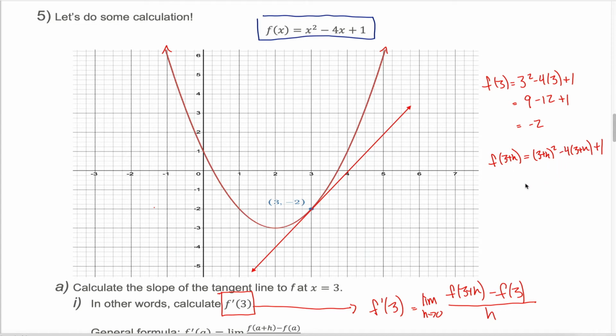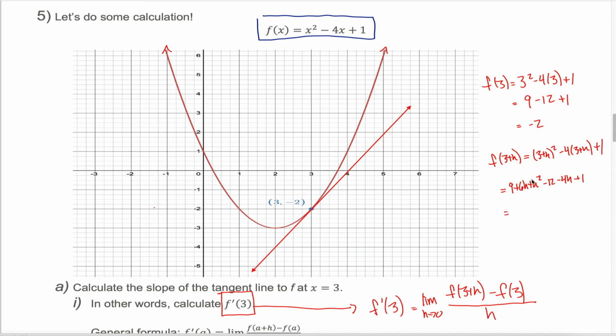This expression can be simplified, and it'll turn out it's beneficial to simplify this, so I'm going to go ahead and simplify it right now. (3 plus h) squared, think (3 plus h) times (3 plus h), think FOIL, you get 9 plus 6h plus h squared. To get rid of these parentheses, I take the negative 4 and distribute it through, and I get negative 12 minus 4h. And then I still have this plus 1 over here.